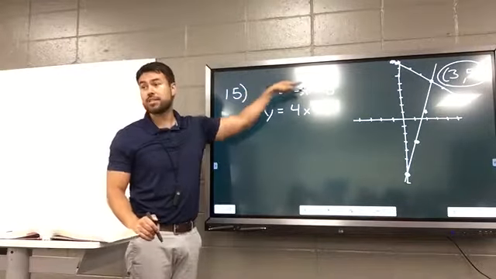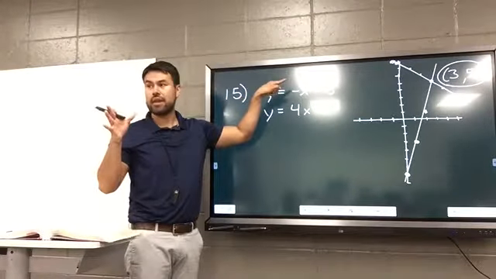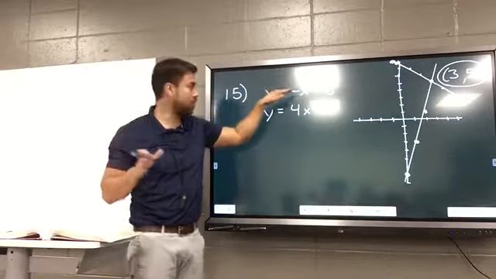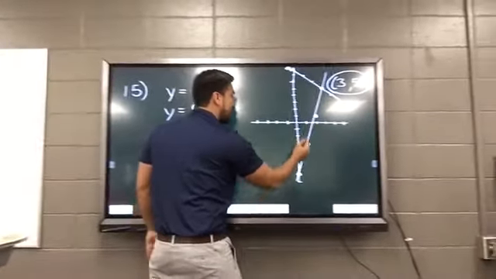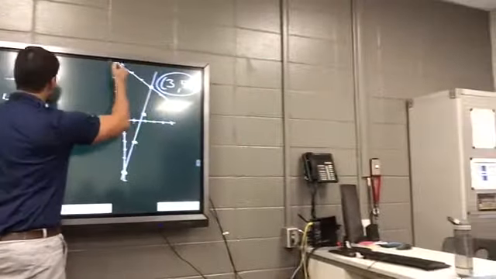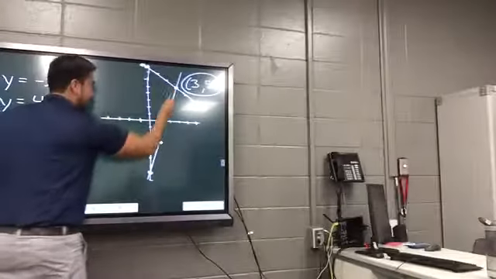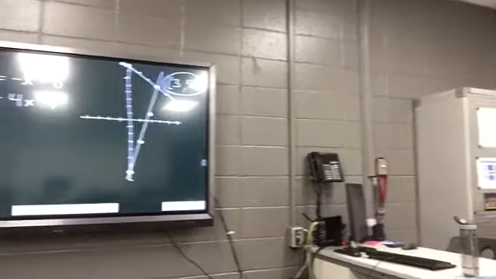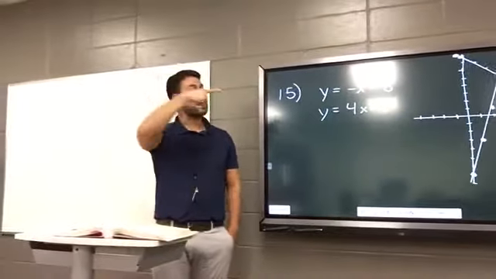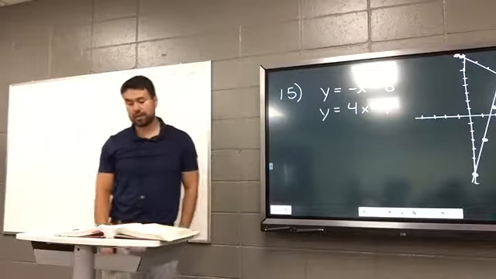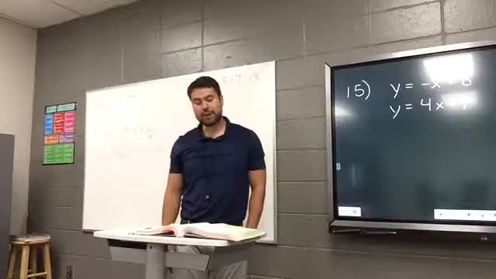How many solutions did the top equation itself have? It had an infinite number of points. The second one had an infinite number of points. How many do they share? 1. And that's your solution. 3, 5. Okay. Go ahead and do number 18.